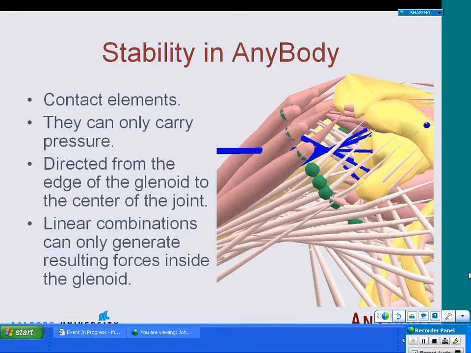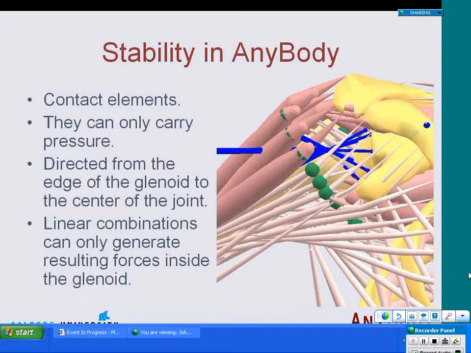You can see here, what I've done on this picture is that I have made the humerus partially transparent, so you can actually look into the humerus here. And you can see the glenoid fossa inside the joint, and you can see that on the edge of this glenoid fossa, we have these blue lines coming out, and each of the blue lines is perpendicular to the surface of the glenoid at the point where it's attaching.